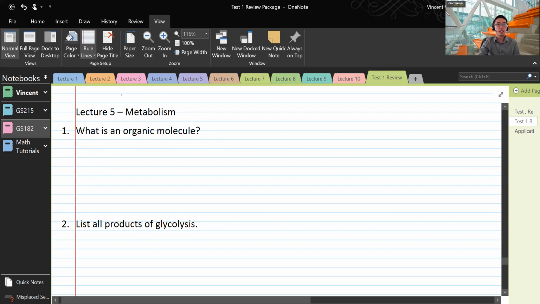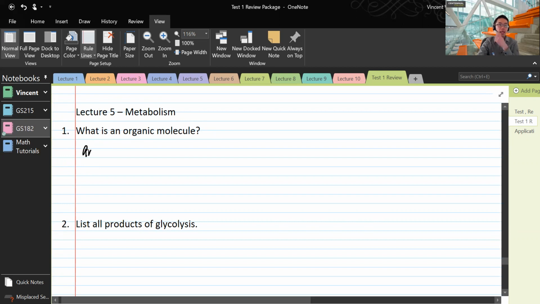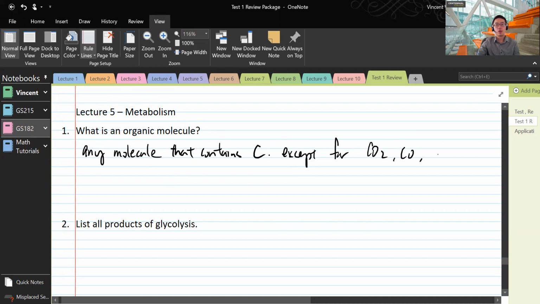So first question, what is an organic molecule, right? An organic molecule is any molecule that contains carbon, okay? Except for CO2, CO, and CN. Okay, so the people who came up with the rule, they are like, okay, everything has a C, we'll call them organic. But for some reason, they choose to exclude these 3 things.